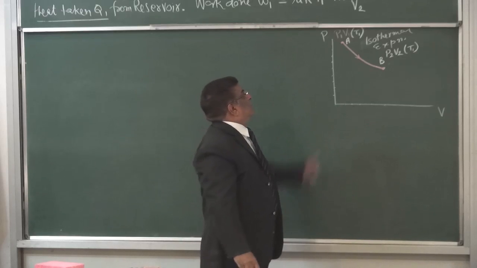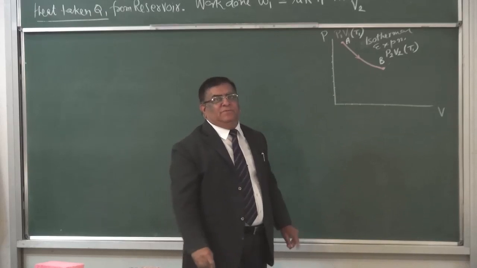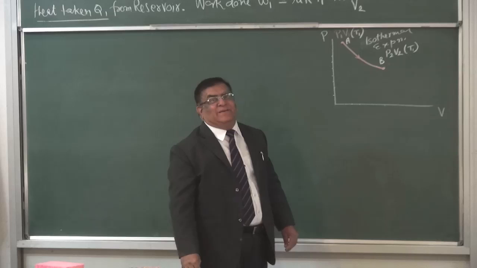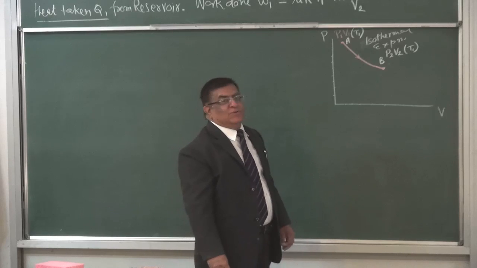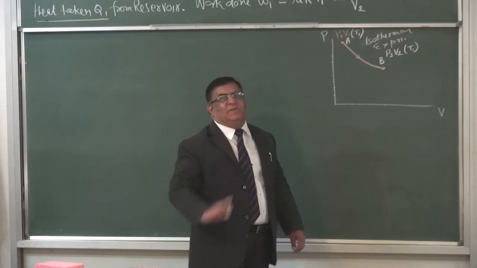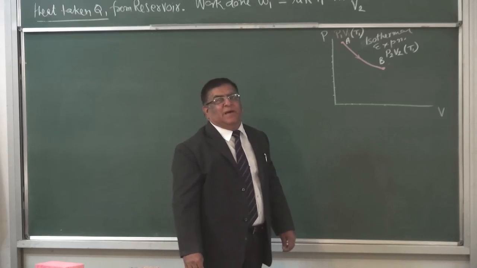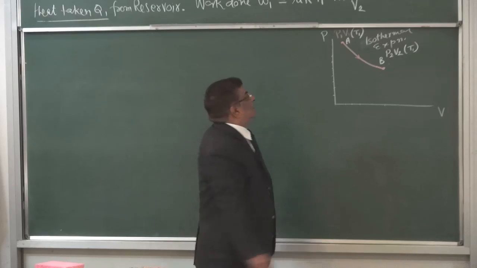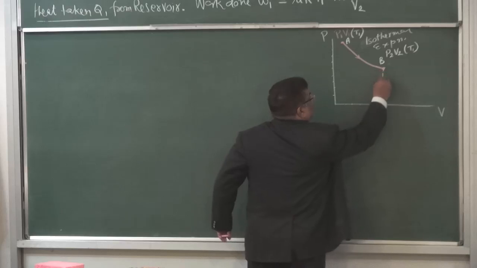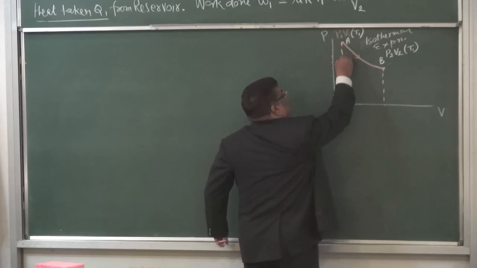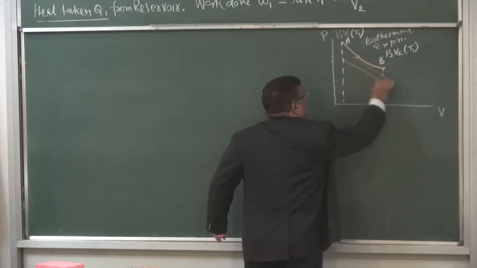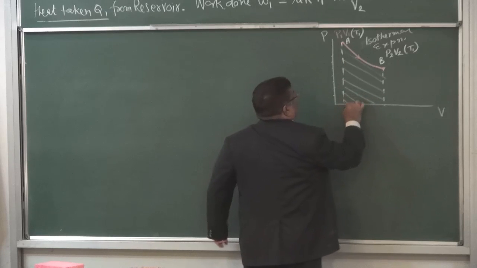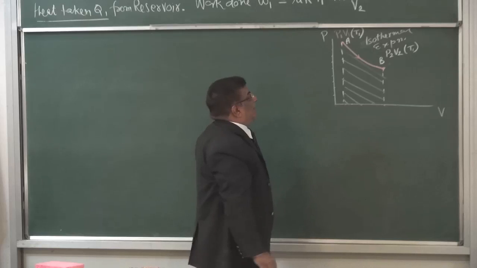Okay, so this is the one step which is done. How much work is done in this? The work done in isothermal expansion or in any PV indicator diagram is given by the area under the graph. So here, this area gives the work done during this expansion, and we can give it a name.